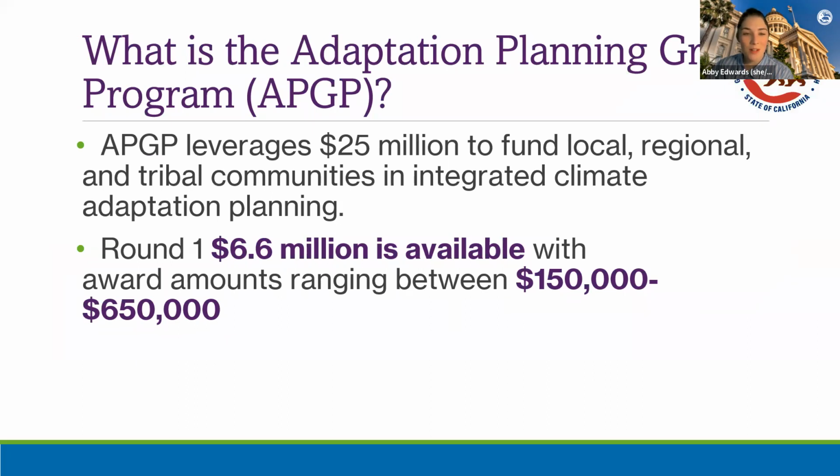Before we jump into the bulk of this session, what is the program all about? The Adaptation Planning Grant Program leverages $25 million to fund local, regional, and tribal communities in integrated climate adaptation planning. By facilitating climate adaptation planning, APGP supports the development of climate resilient projects across the state. This round, we have 6.6 million available for the first round, and then we'll have subsequent rounds of funding in the coming years. The award amounts range from 150,000 to 650,000.